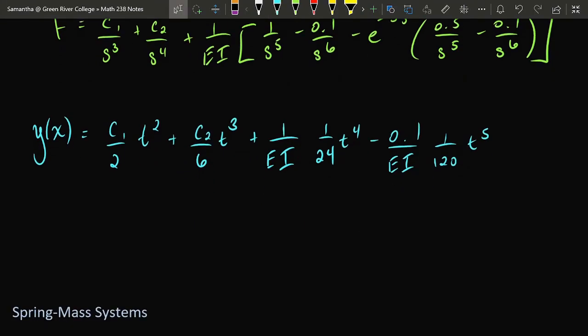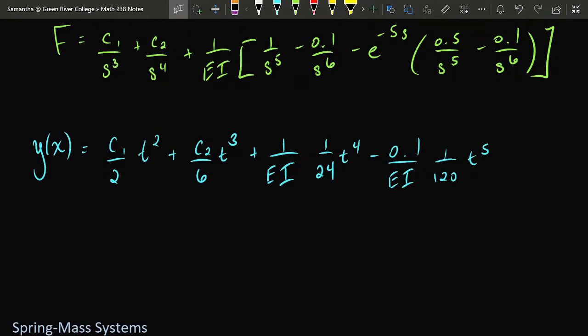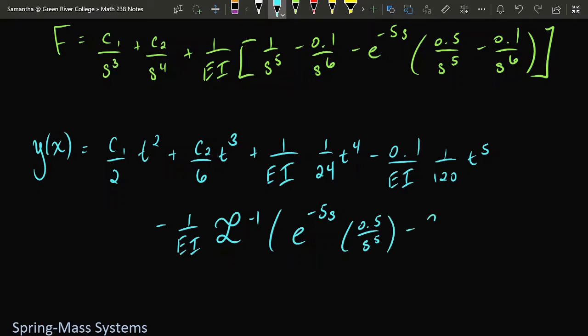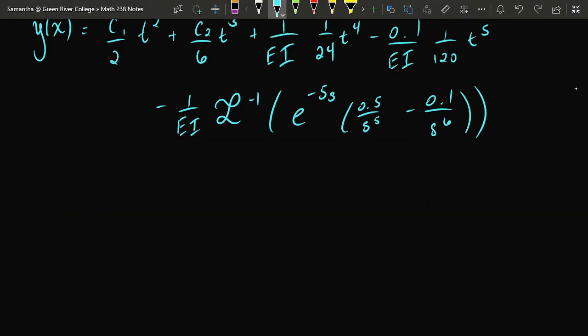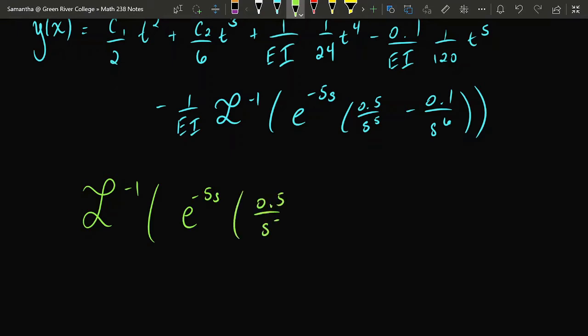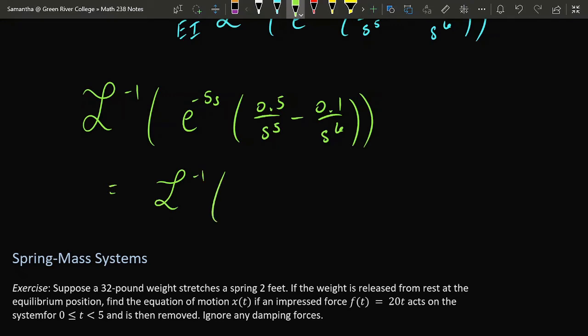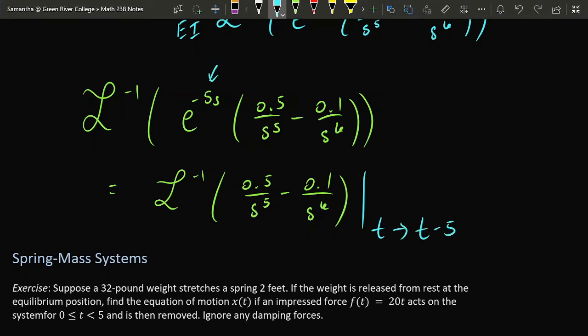Really, the two terms that are going to cause us the most difficulty are the terms which are being multiplied by this exponential. Our theorem says that if we want to find the inverse Laplace transform of an exponential multiplied by another function, start by taking the inverse Laplace transform of that other function. Then in the result, replace the t with t minus 5, corresponding to the negative 5 in the exponential, and multiply the result by u of t minus 5.